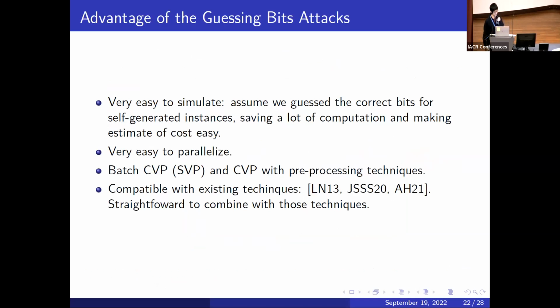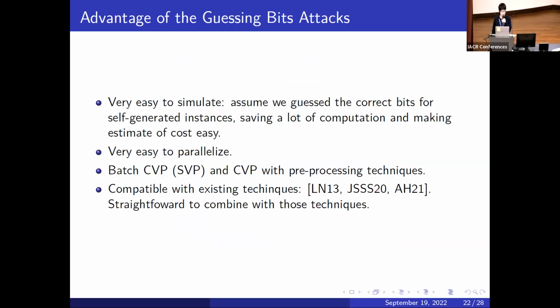First, it is very easy to simulate. For example, we can assume that we have guessed the correct bits for self-generated instances. This can save a lot of computation cost and make the estimate of cost very easy. By comparison, if you directly use PKZ with high block size, it will be a huge computation cost.